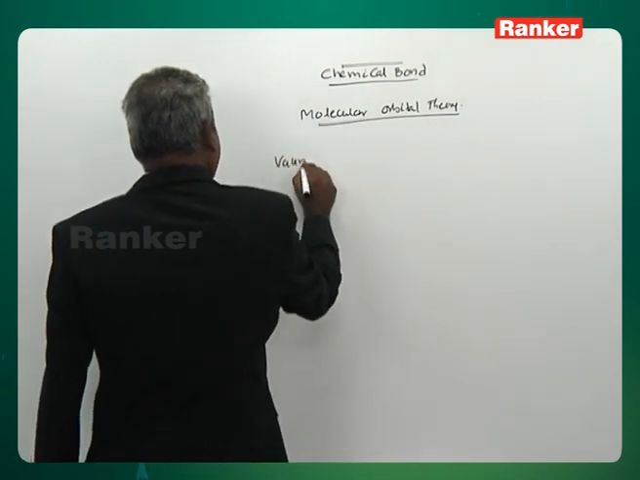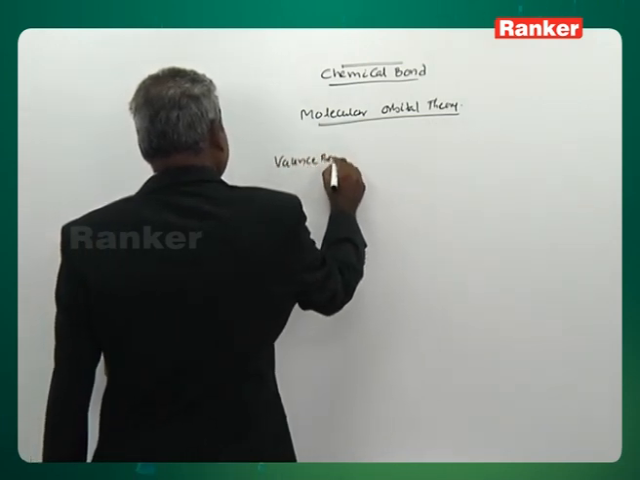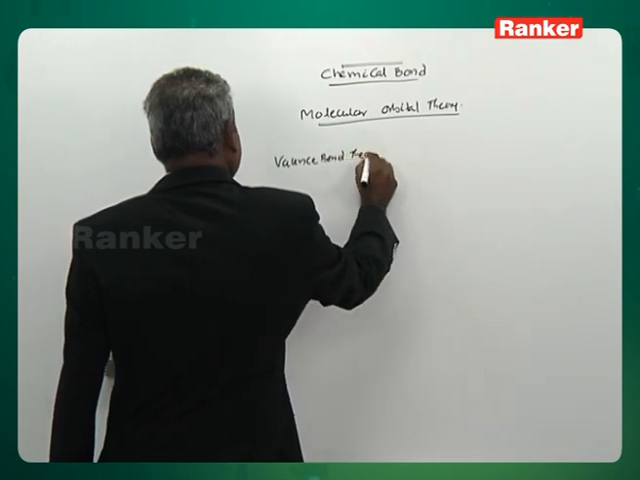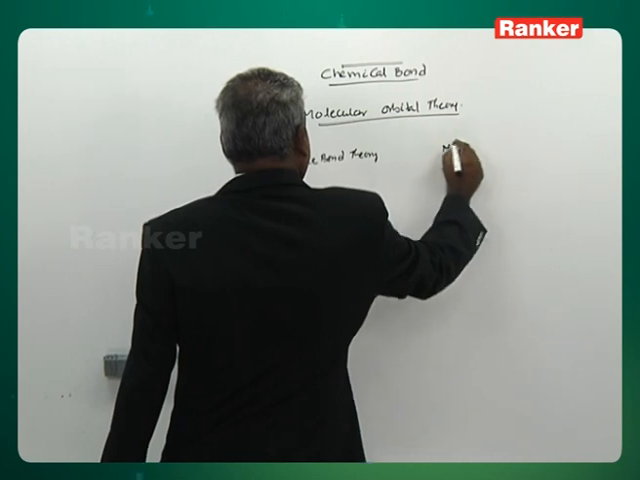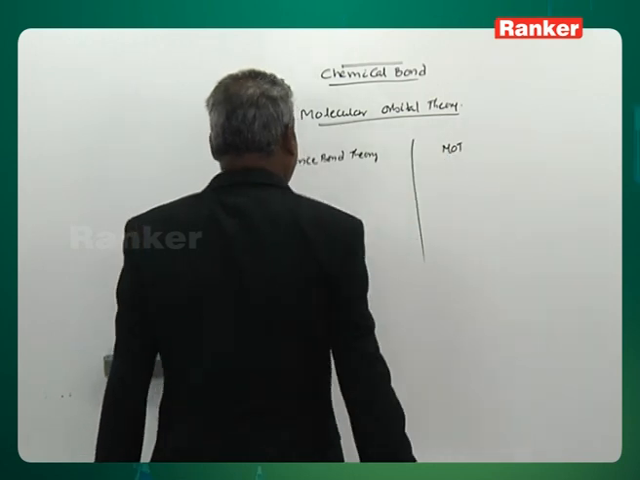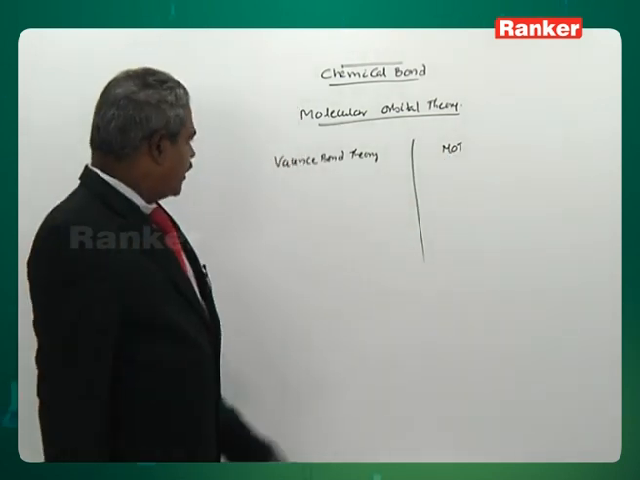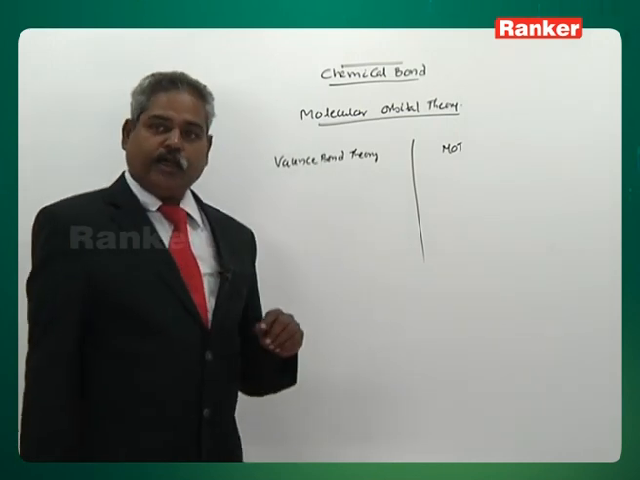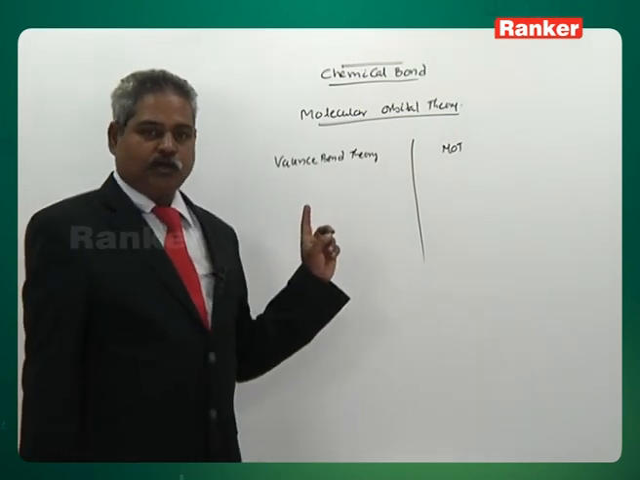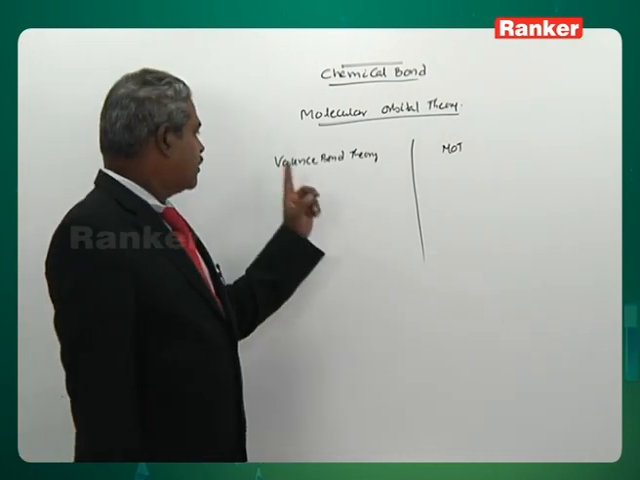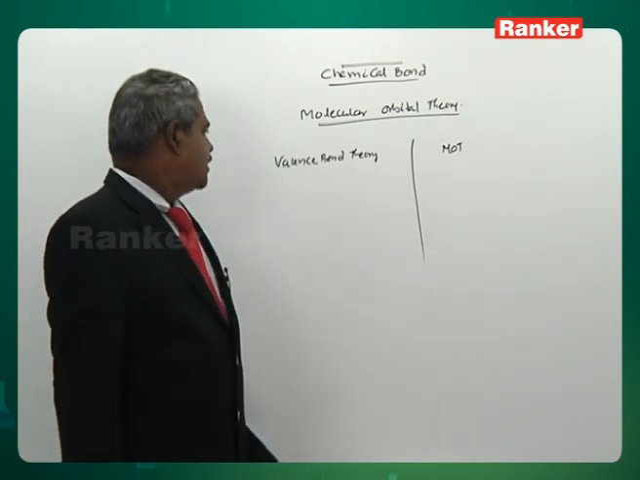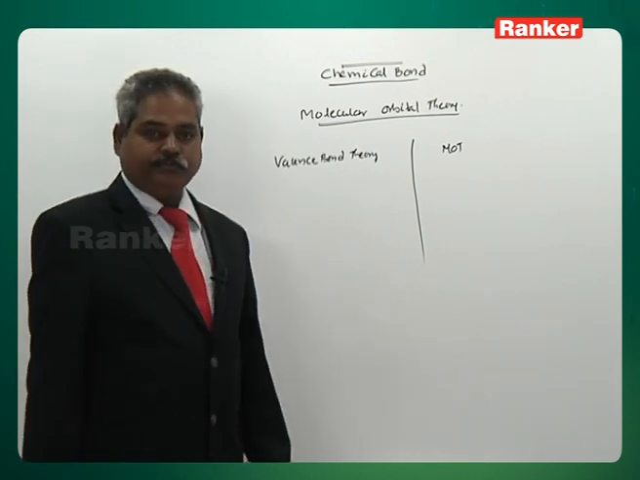Valence bond theory. Molecular orbital theory, MOT. VBT versus MOT. Without actually naming this, we have until now used it in everything we have made. While drawing the structures or while finding the covalency, we have used valence bond theory.